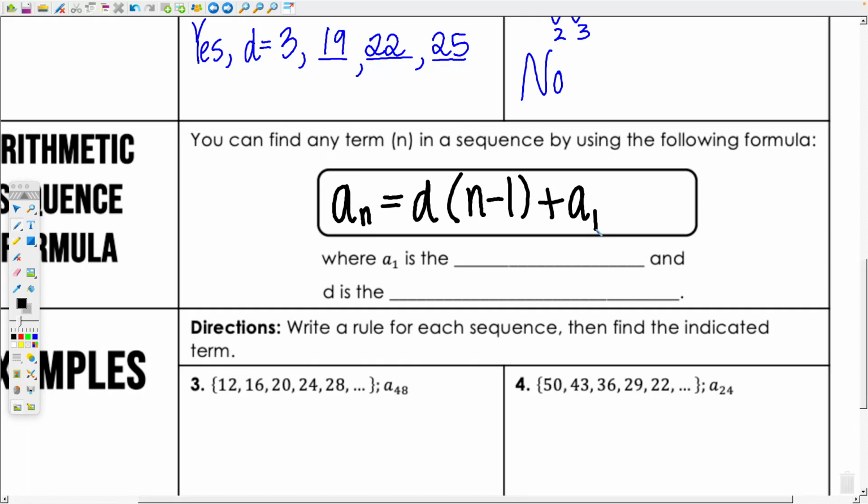Okay, let's talk about the pieces of this. First thing is the letter D. That represents, oh, sorry, I meant to say the letter A sub 1 because that's what this right here says. The letter A sub 1 represents the first term. And the letter D is the common difference.